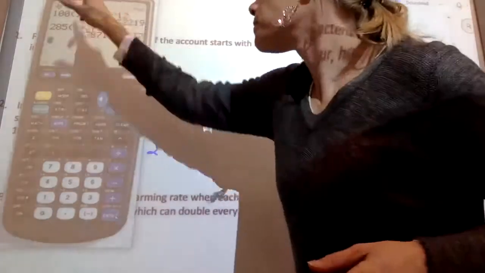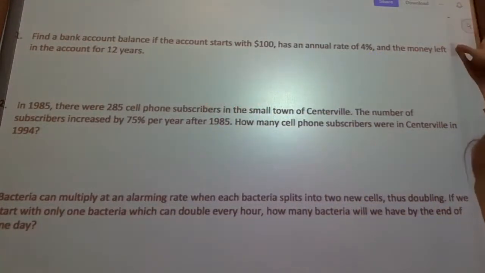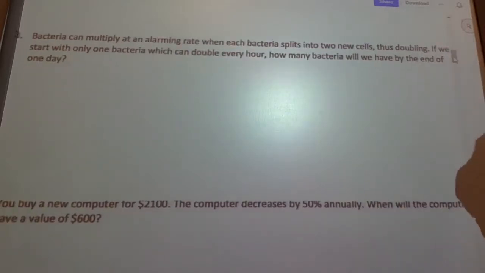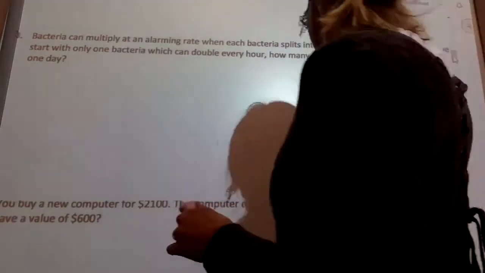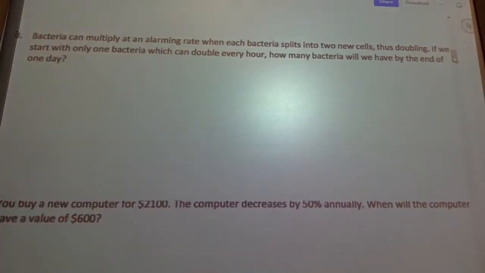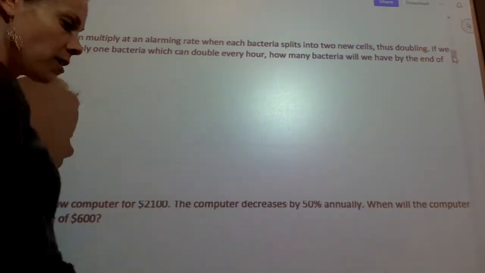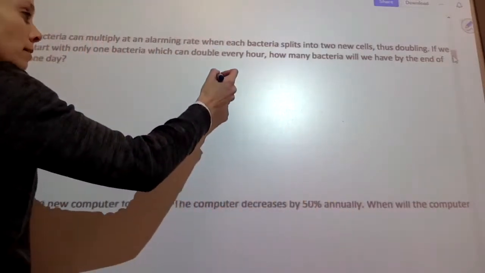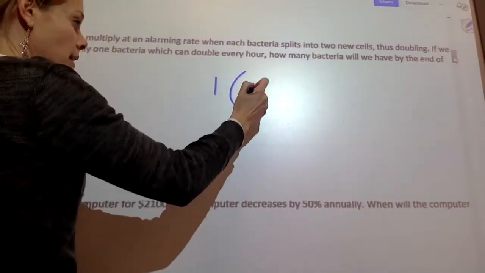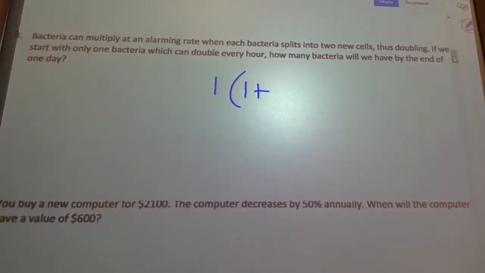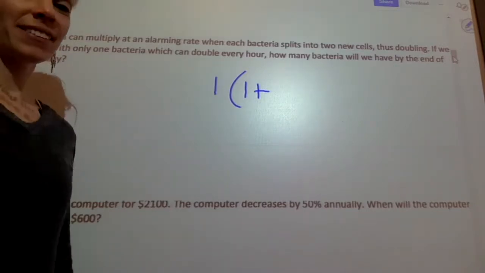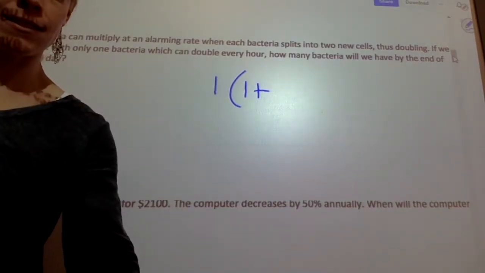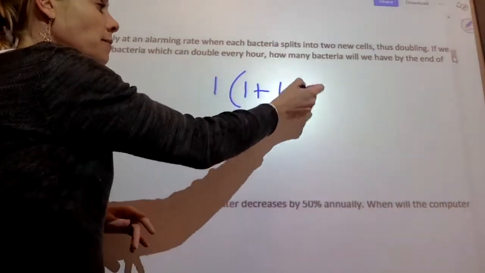All right, let's try another one. Bacteria can multiply at an alarming rate when each bacteria splits into 2 new cells, thus doubling. If we start with only 1 bacteria, which can double every hour, how many bacteria will we have at the end of 1 day? So my initial amount is 1 bacteria. Okay, here's the question of the day. What percent is doubling? Doubling is 100%, which is 1. So it'd be like that.